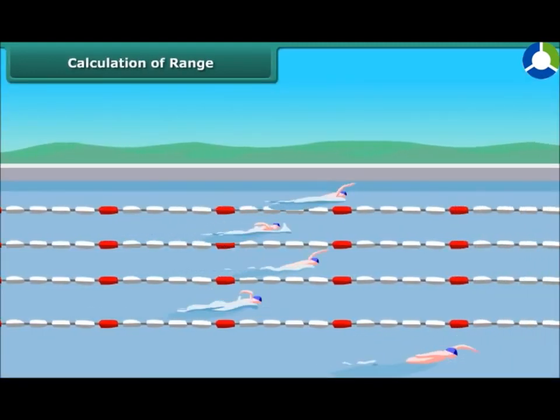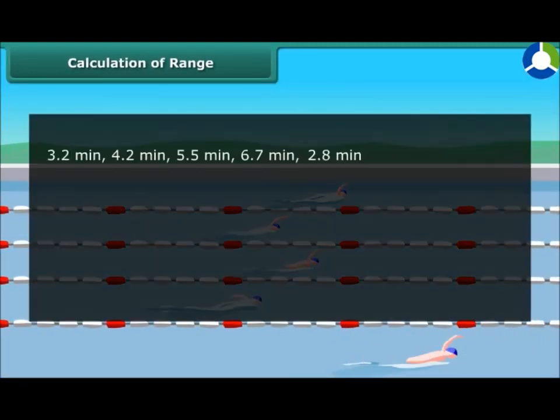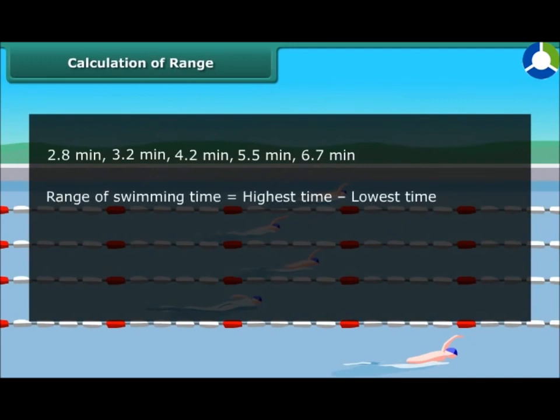5 participants completed their swimming race. Can we calculate the range of swimming time from this data? Yes, it's simple. First, order the data from least to greatest. Now, subtract the least value of time from the highest. So, the range of swimming time is 3.9 minutes.